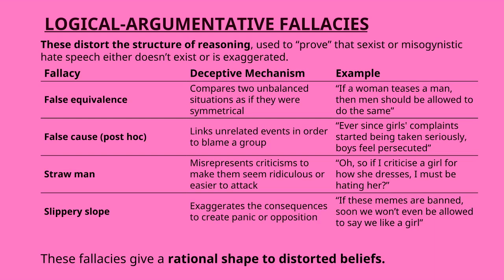Second, false cause, post hoc. Because one event follows another, it is mistaken for causation. For example, after reports from girls and young women begin to be taken seriously, some discomfort voiced by male peers is presented as the effect of excessive sensitivity. The timeline is doing the work of evidence, and responsibility shifts from specific instances of hate speech to a broad group, without any causal link.